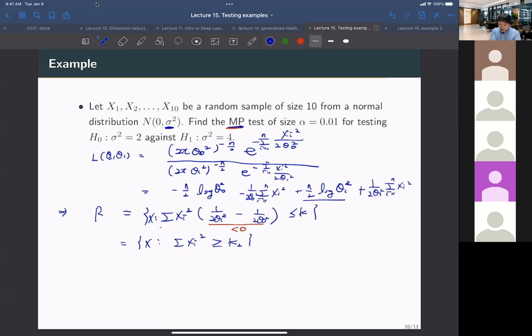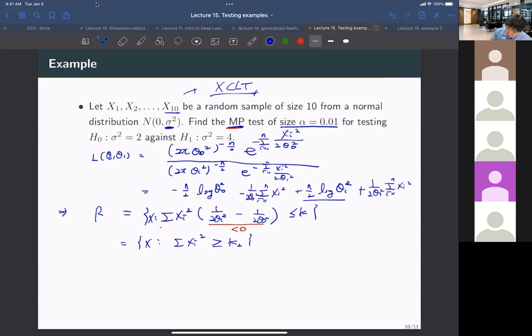Okay. And to find this critical value, we need to look at the test size, the significance level. So the level is alpha equals 0.01. So let's find this critical value. And if you're looking at n, n is only 10, which means we cannot apply CLT because it's not a large sample. So we need to find the exact distribution.